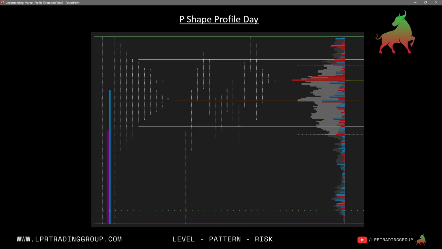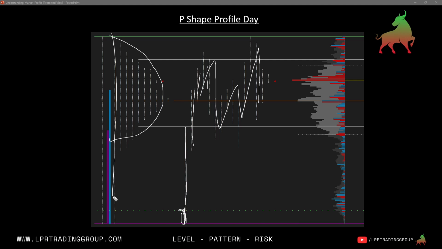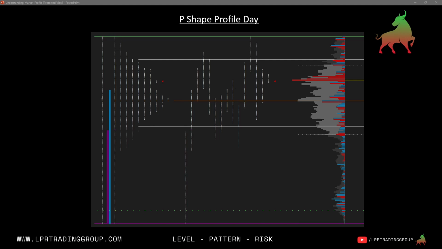P-shaped profile, very similar here to the B-shaped profile, but obviously flipped on its head. Market opens down here. We try and drive to the downside. Shorts cannot drive price lower. There's failed acceptance lower. Price starts rallying to the upside. Shorts start covering. Buyers start buying. B period opens. We one time frame for a few periods before we chop sideways and essentially make this uppercase P-shaped profile.